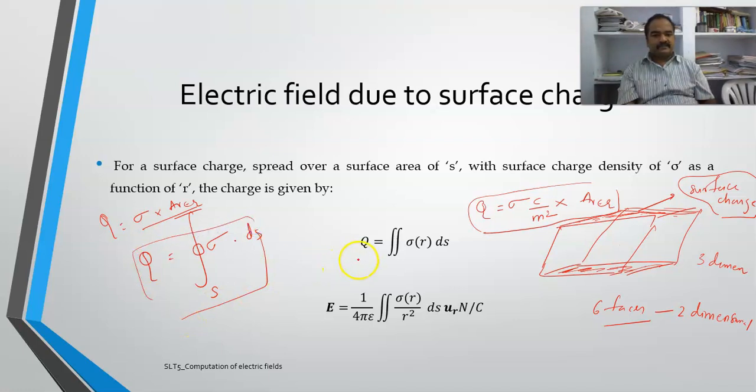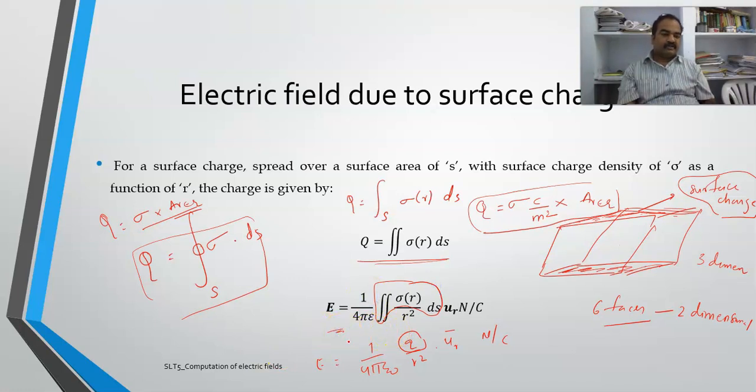Okay, so this is the expression. This can be written like this over the closed surface. Now what is the expression? Since Q is represented like this, you know that E is equal to 1 by 4 pi epsilon naught Q by R square into UR, by Coulomb. So instead of Q, you will be placing this entire thing. Instead of Q, I have placed it this way. This is the expression for electric field due to a surface charge.